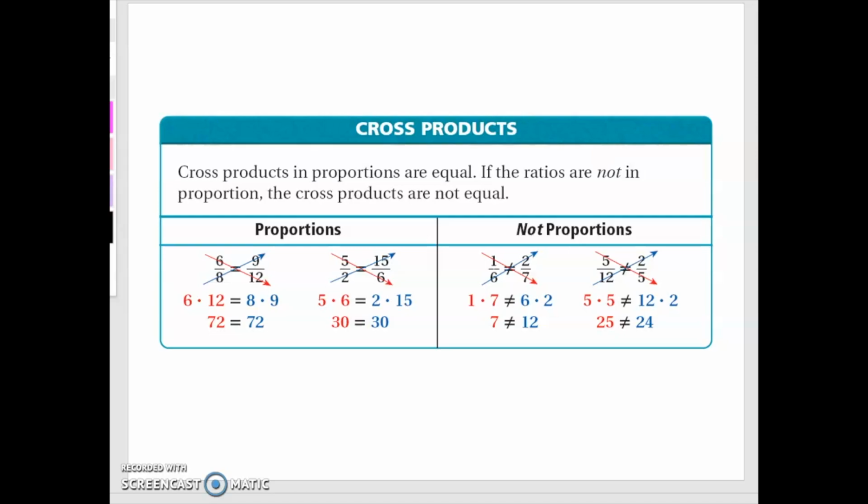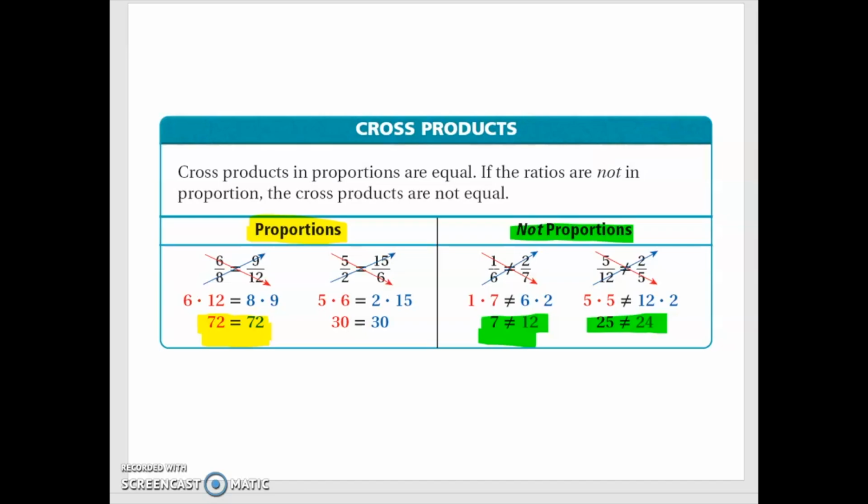So I just want to make sure we really understand. In a proportion, when we're looking at our two ratios, if we do our cross products, we will end up with two products, two answers to the multiplication, that are equal. If we're looking at two ratios and they are not proportional, that means that the two ratios are not equal to each other. When we cross multiply, we'll see that, oh my goodness, the products came out to be different. So those we would say are not proportions.